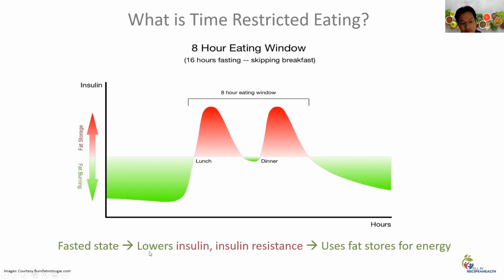Fasted state lowers insulin and insulin resistance, and now you're using up your fat stores. So that's the fasted state. You're trying to go the opposite of insulin resistance to insulin sensitivity. Your body's more sensitive now because it's not getting food continuously through the day.